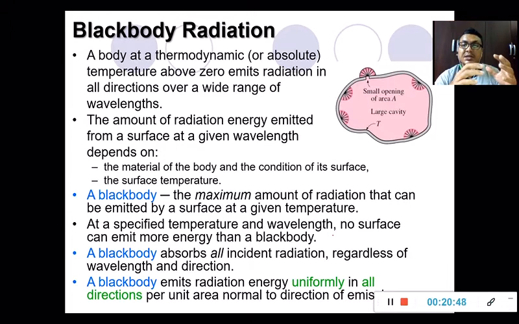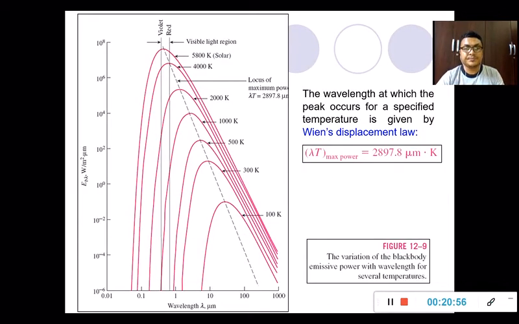So a black body can absorb, and at the same time it can emit. So we have a graph here, which is the variation of the black body emissive power with wavelength for several temperatures. The wavelength at which the peak occurs for a given temperature is given by Wien's displacement law, which is 2897.8 micrometer Kelvin. So this is the variation of the black body.